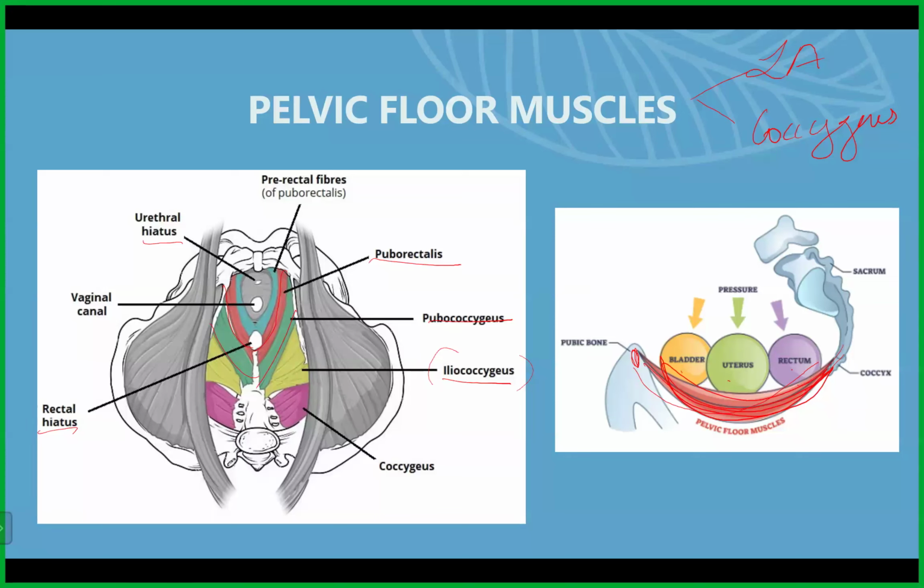For any kind of fecal incontinence, urinary incontinence, or pelvic floor prolapse, our major target is the pelvic floor muscle. Along with that, even in the antenatal and the postnatal period, our major target will be the pelvic floor muscles and how to strengthen them.